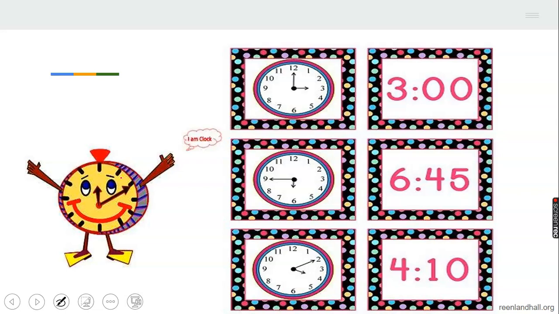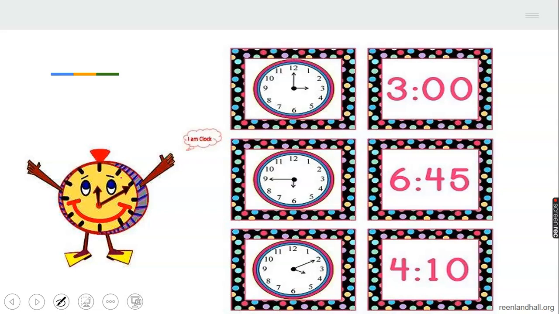Okay, what is the time here? The hour is 3, and then it is on 12. That is 3 o'clock. Is that taken? This one, the minute hand is on 9, and then the hour hand has passed 6, but it has not gotten to 7. So that is 6. If you count 5, 5, that is 6:45.